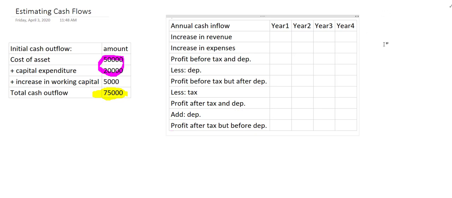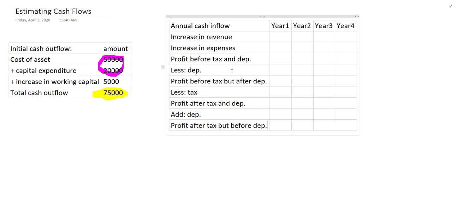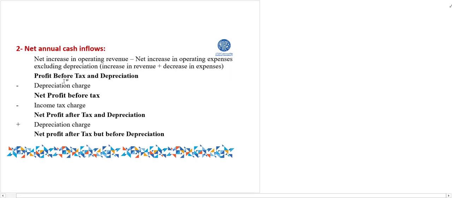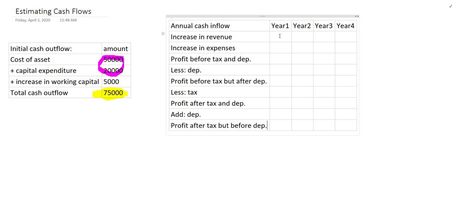Okay. Now let us collect information from our example. In this case, whatever I have written here, basically this was the formula which you could remember from your previous topic. So now let us check the example. Revenue increased by how much? By 1,10,000, but at the same time, operating costs increased by how much? By 25,000.